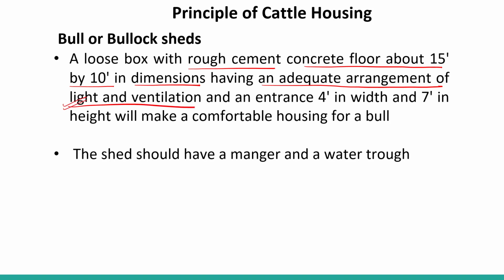So there should be proper light and ventilation to these boxes for the bull or bullocks, right? And the floor must be a rough cement concrete. That is not a floor with a proper cement. It should be a rough cement concrete floor of about 15 feet by 10 feet in dimension, and having adequate arrangement of the light and ventilation.